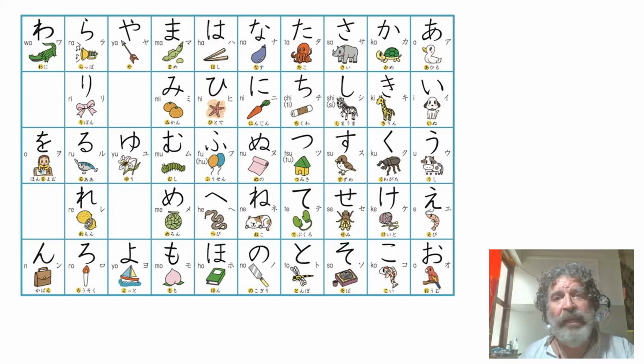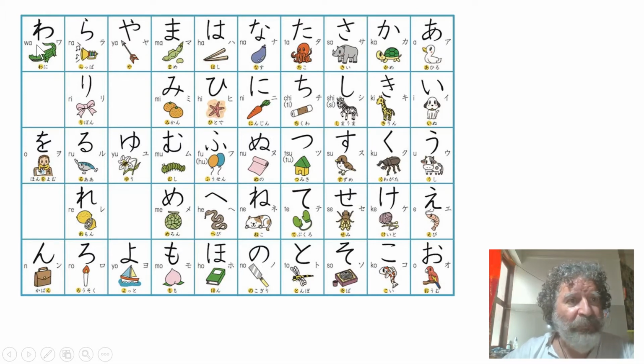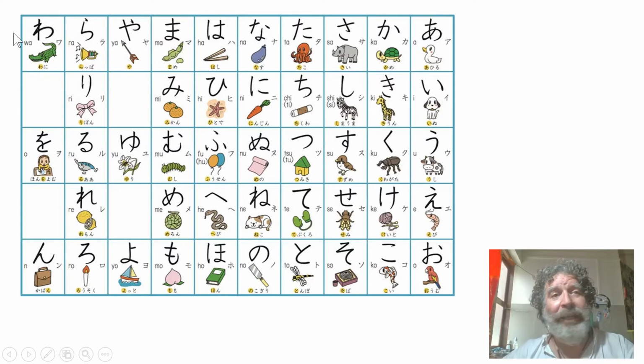Now we were just talking about the wa. When wa is a particle, it's written using the ha. The ha is right here, ha. Ha, hi, hu, he, ho. But some people go back to the wa sound. It is not correct to write konnichiwa with a wa, even though it's pronounced with a wa.